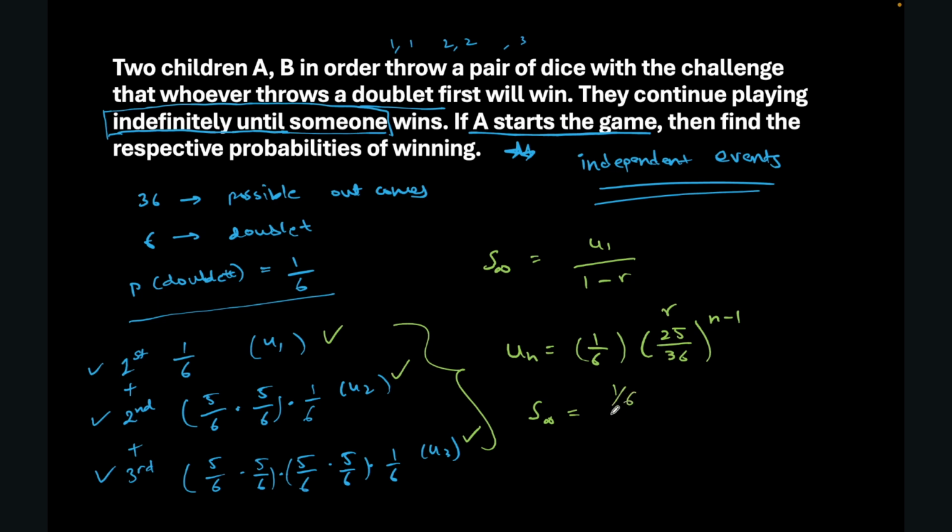So we have 1/6. 1 minus the common ratio, well, that's just 1 minus 25 by 36, which I believe should be 11 by 36. And this comes out to be 6 by 11. So the probability of A winning, given that A starts the game, is 6 by 11. So what would be the probability of B winning the game?